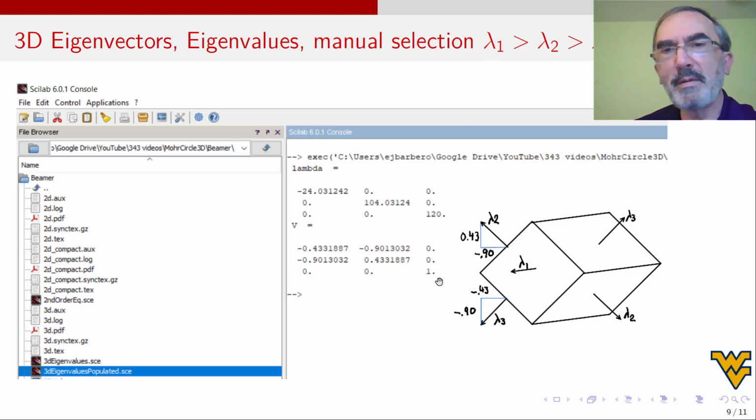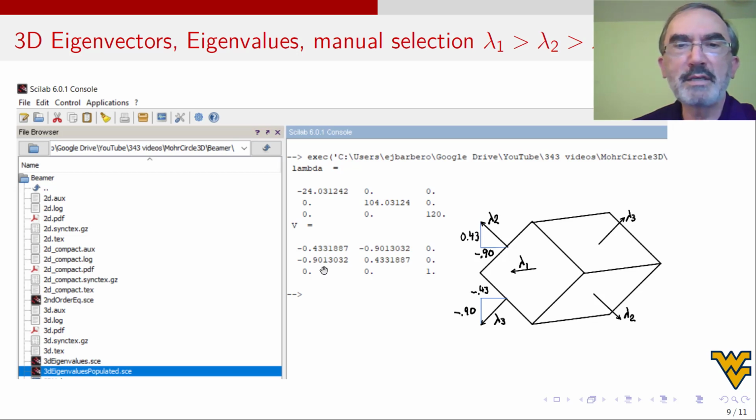So what about the 104? The 104 is the one that has minus 0.943, but now it's lambda 2. Before, it was lambda 1. Now it's lambda 2. Why? Because it's the second one. It's not the largest. The largest is this. And the minus 24 remains lambda 3 because it's the smallest.